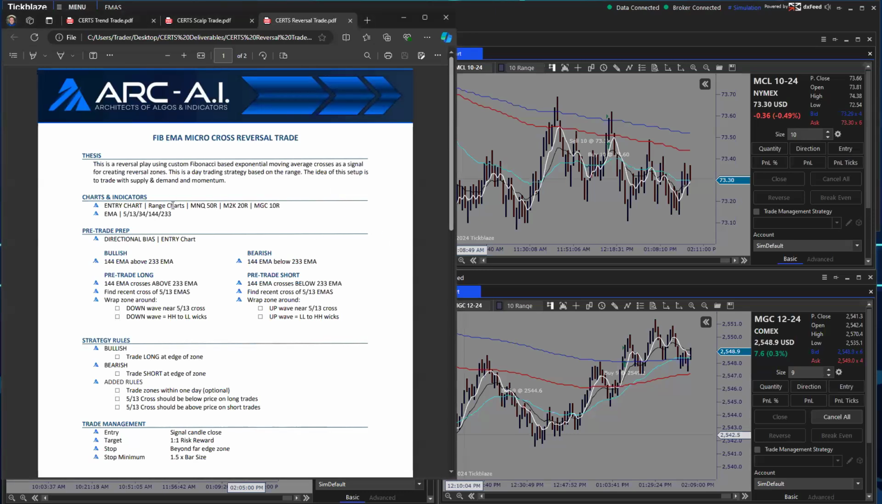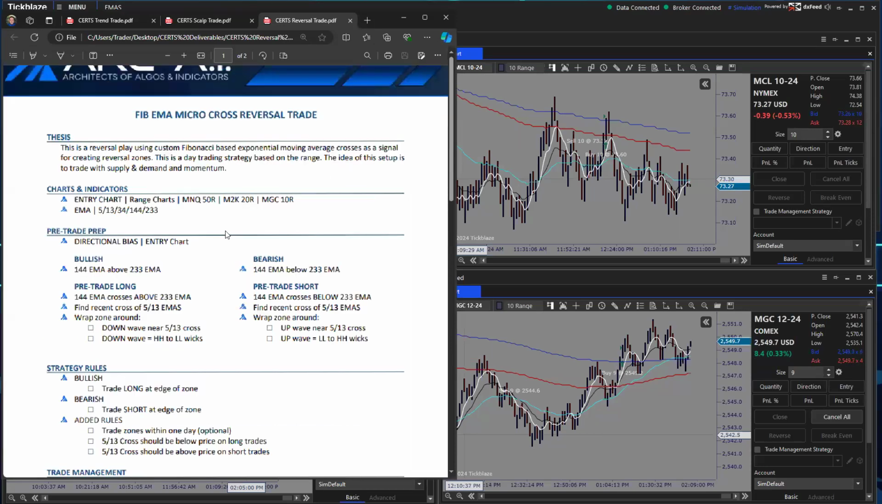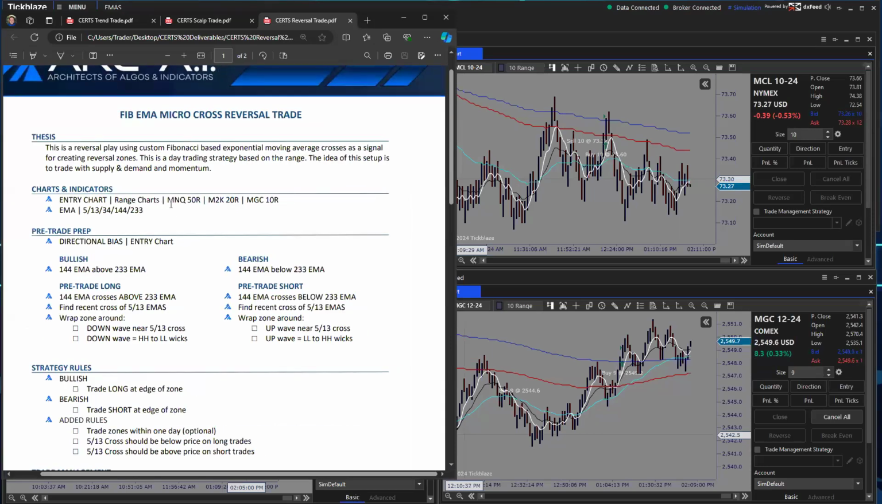Obviously, we have our range charts, standard range charts. We have the EMAs, which the numbers are all here: 5, 13, 34, 144, 233. These are all Fibonacci sequence numbers. And directional bias is based only on the entry chart. Let me zoom in a little so you can see. If the 144 is above, we're going long. If it's below, we're going short.